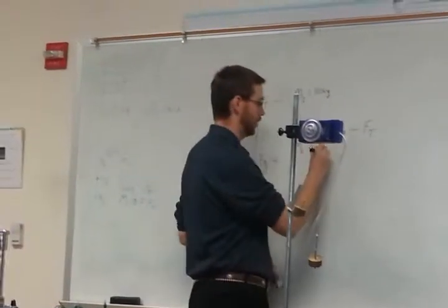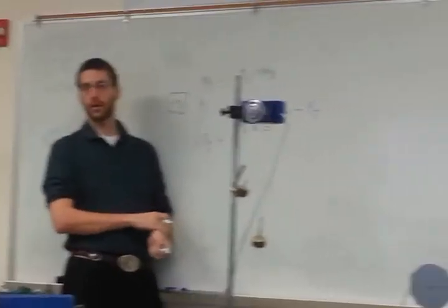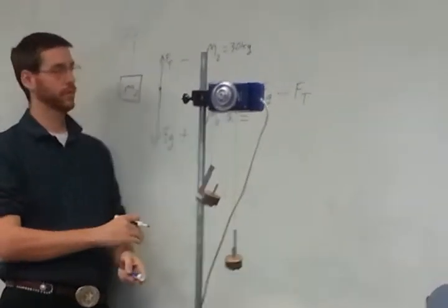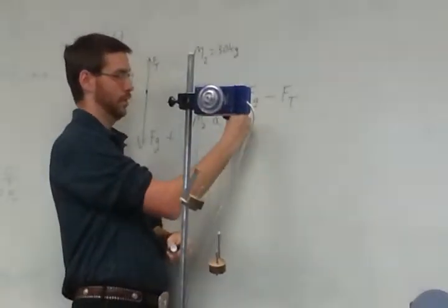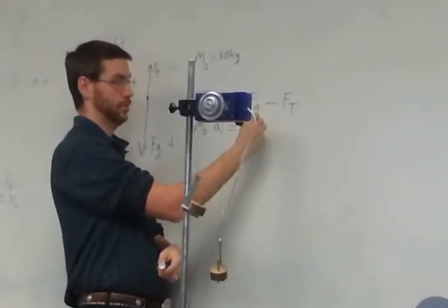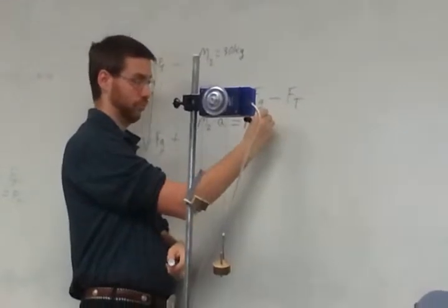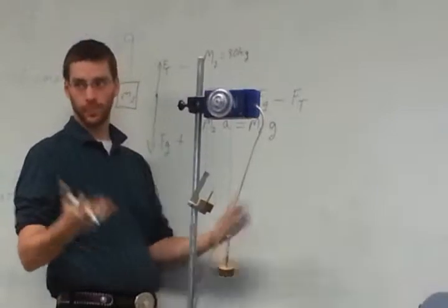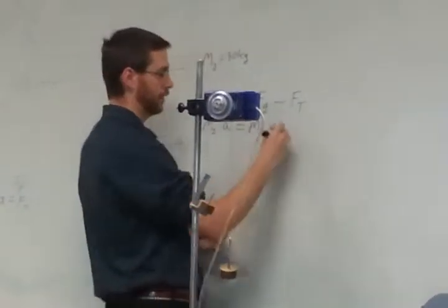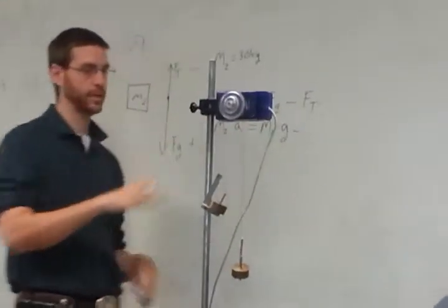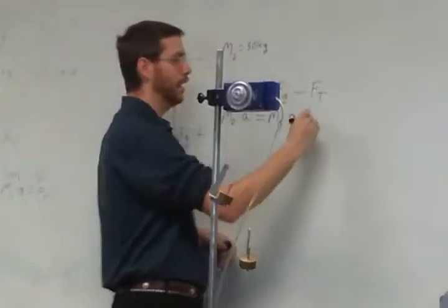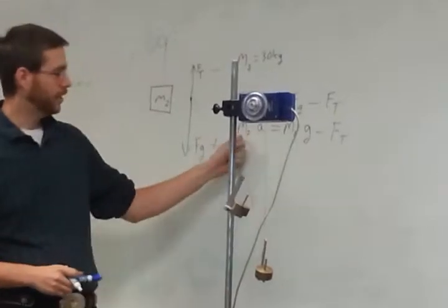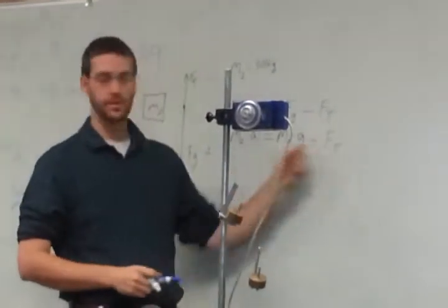Force of gravity, how do I calculate the force of gravity on this guy? Close. Fg equals m times g. What is g? 9.8. Okay, I'm sticking to letters right now because I don't have enough numbers to plug in. And again, F of T is F of T. I know my m's, I know g, but I don't know these two.